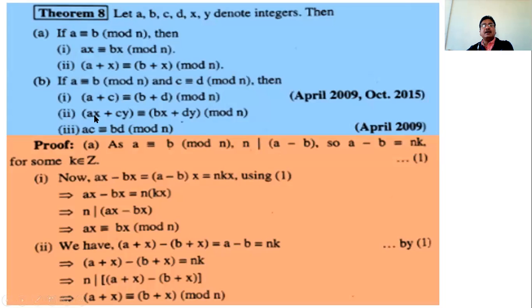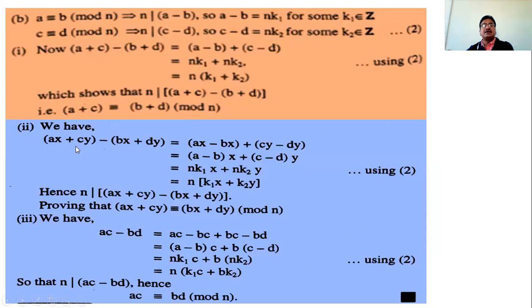Now we have to show that ax plus cy is congruent to bx plus dy, where x and y are integers. So consider (ax plus cy) minus (bx plus dy). That is ax minus bx, after the effect of the negative sign, plus cy minus dy. Then take x as common, y as common. The value of a minus b, by using the assumption, is n k1, and the value of c minus d is n k2. Substitute those values and then take n as common. We have k1 x plus k2 y, where this k1 x plus k2 y is an integer. So (ax plus cy) minus (bx plus dy) is expressed in the form n into some integer, which implies n divides (ax plus cy) minus (bx plus dy), and therefore ax plus cy is congruent to bx plus dy modulo n.